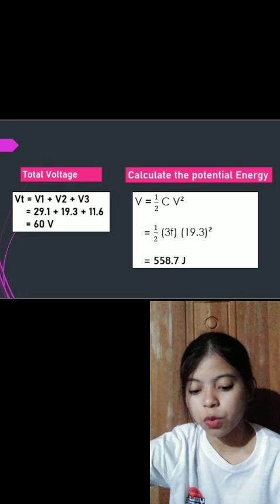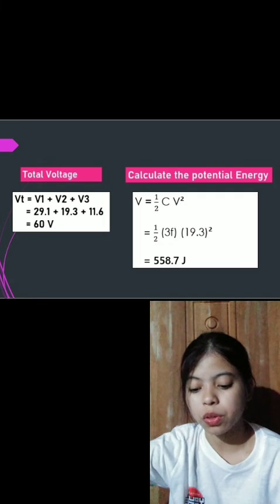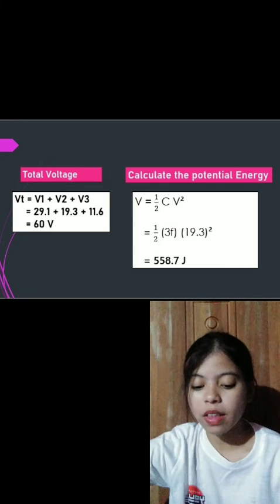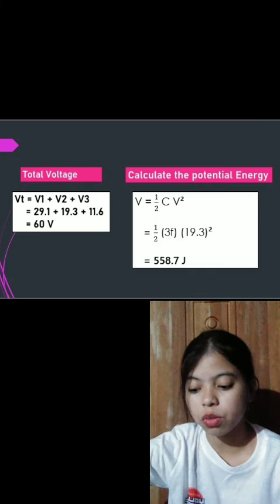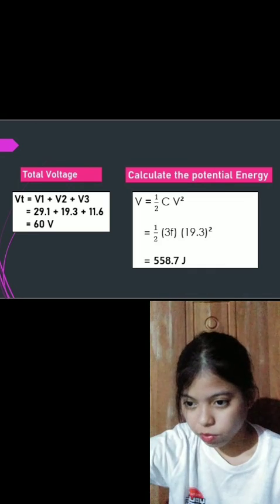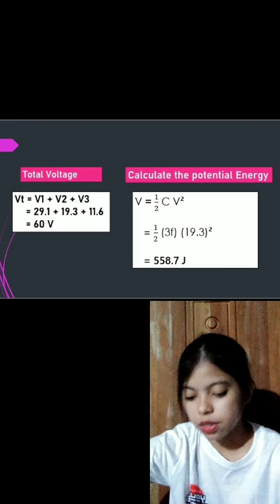We have to get the total voltage, which is V1 plus V2 plus V3: 29.1 plus 19.3 plus 11.6. If you add these values, you should get 60 volts, which is equal to the voltage of the battery. This is how we know the answer is correct.